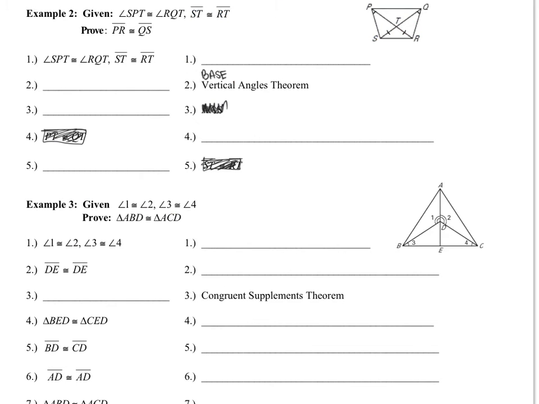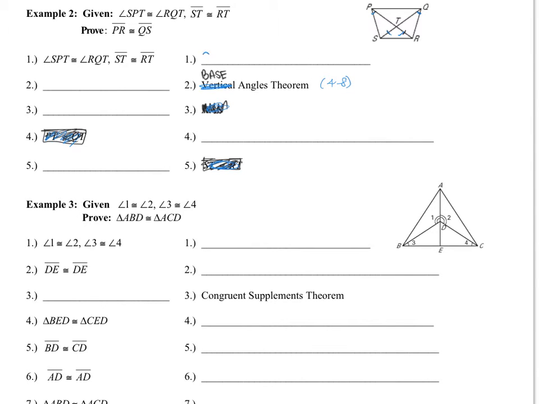Okay, I would like you to make some changes to the second example here. Please cross out this given information and change the second reason to base angles theorem, which is covered in the next lesson. And I will explain this a little bit when I prove this. The reason I'm doing this is because I want to save some steps. The original proof is a little longer. So given here, angle SPT is congruent to angle RQS, and ST is congruent to RT.